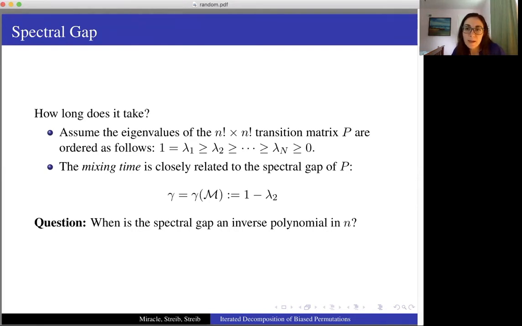The mixing time is closely related to the spectral gap, which is the difference between the top two eigenvalues of the transition matrix P. So in other words, it's 1 minus the second largest eigenvalue. In particular, we want to know when the spectral gap is an inverse polynomial in n, because that implies that the mixing time will be a polynomial in n. And sometimes I may say that in this case, the chain is rapidly mixing.